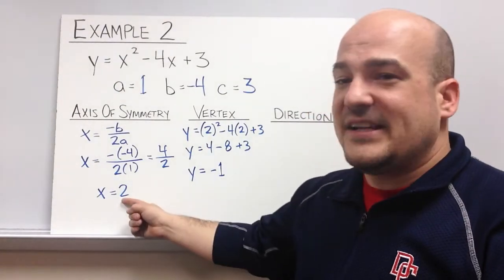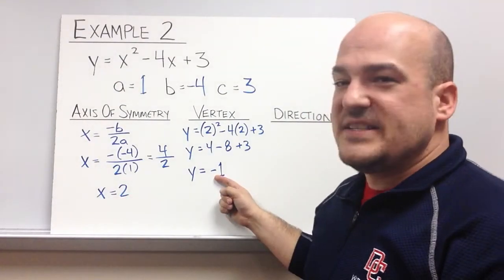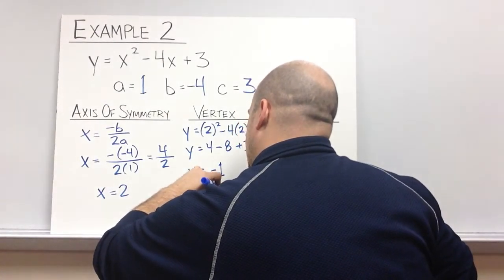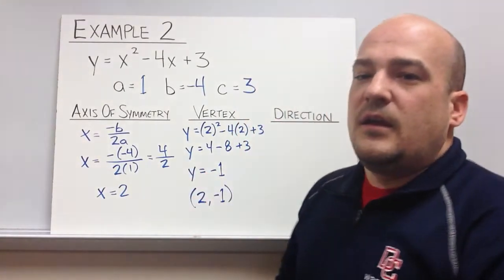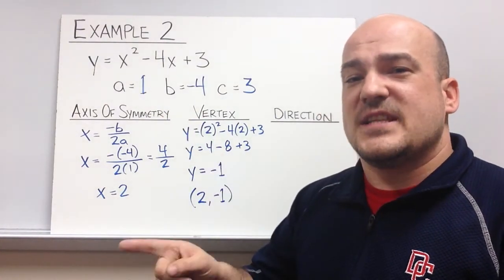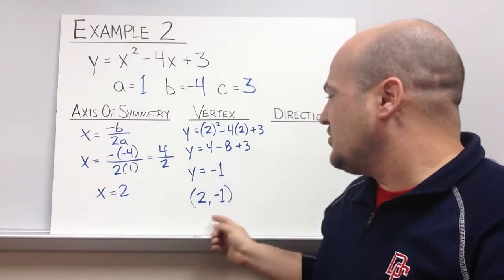And I know that my x is 2 and my y is negative 1, so my vertex is 2, negative 1. Okay? Again, that's the point where my parabola turns. It's the bottom of my parabola in this case.